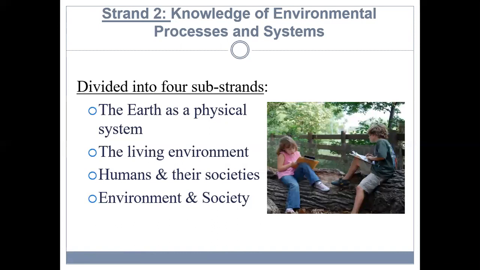And we have substrands for the Earth as a physical system, the Earth as the living environment, more life science, humans and their societies, which gets broken down into economic systems, political systems, technology, and those types of things. And then environment and society is really around how do we make decisions as individuals and groups, and how do societies operate. All of those pieces are included within strand 2. So strand 2, as you can imagine, is a pretty big bucket.